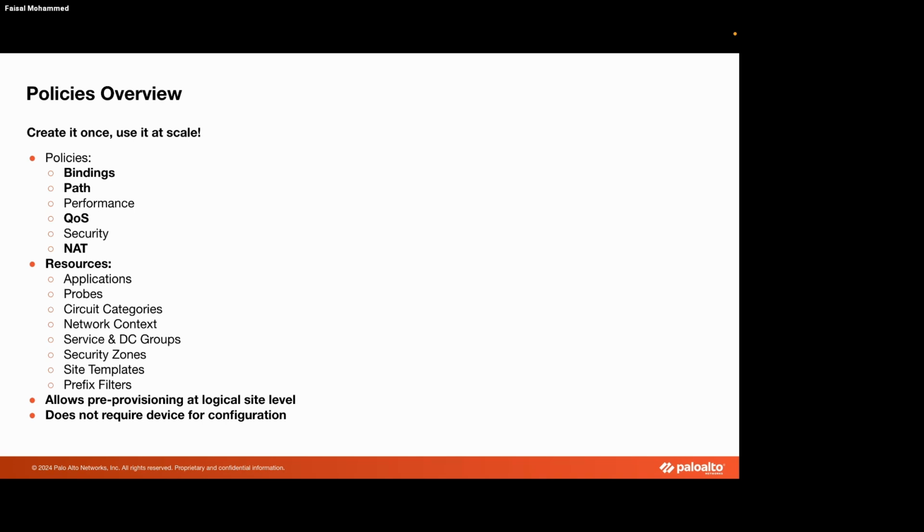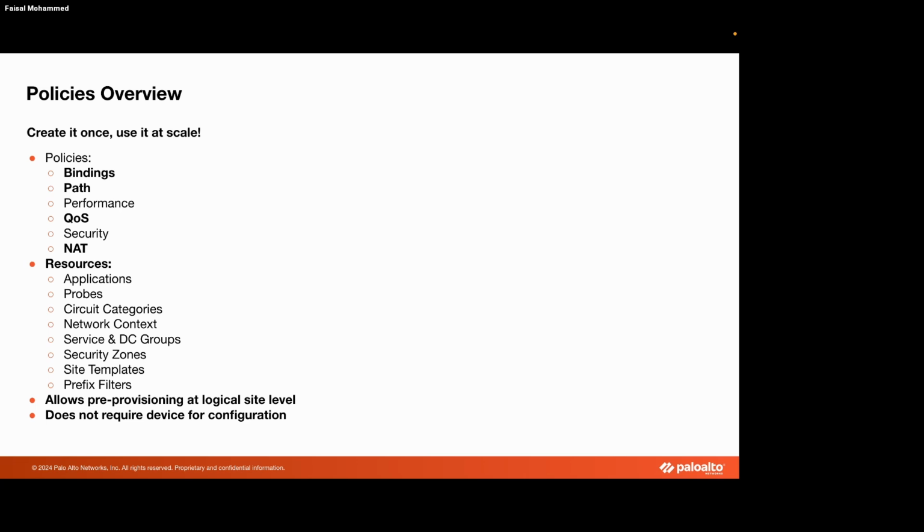And then the same applies for the network context. So if you have a network context defined, that network context can be applied on your path policy. So resources are like complementing your policies, the knobs available within the policies to configure and to use them the way you want to use it, the way you want your branch to function through these policies.